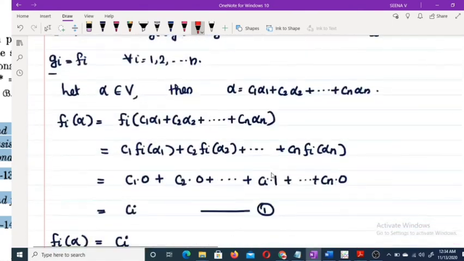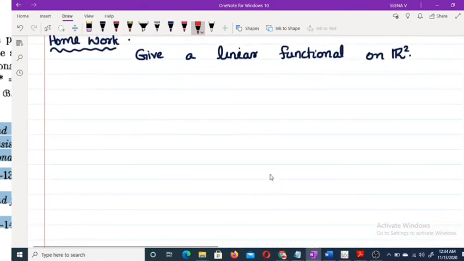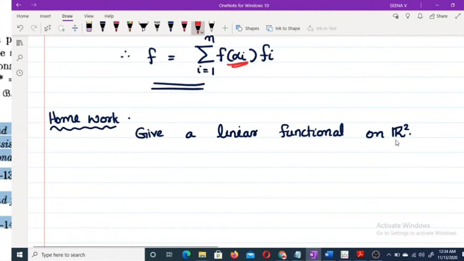Okay. And there is one homework. Give a linear functional on R2. You can easily solve this problem.